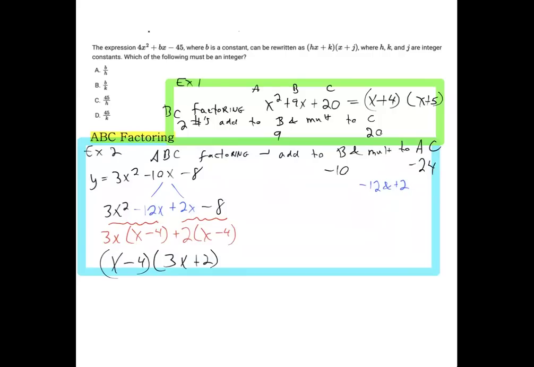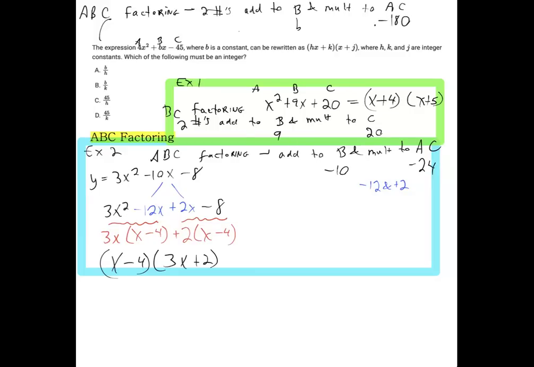Okay, but getting back to this question, if we're factoring this, and if we're trying to use ABC factoring, even though we really can't because we're missing the B, you need the two numbers that add to B and multiply to AC. And once again, that's our ABC factoring method. And the B in this situation is the letter B. This is your A, that's your B, that's your C. So your A and C would be 4 times negative 45, which would be negative 180.